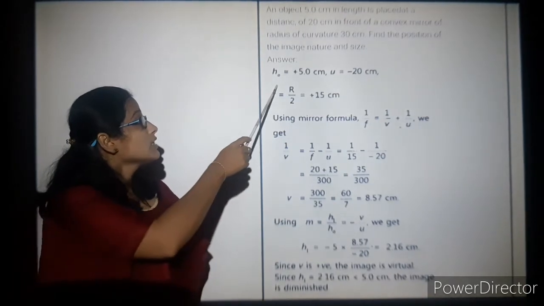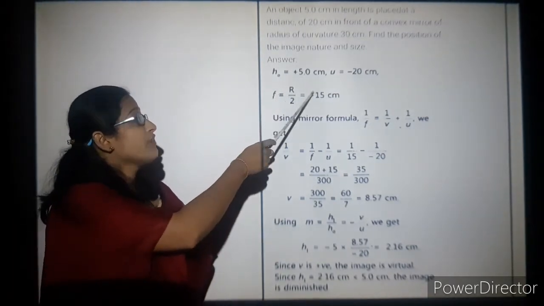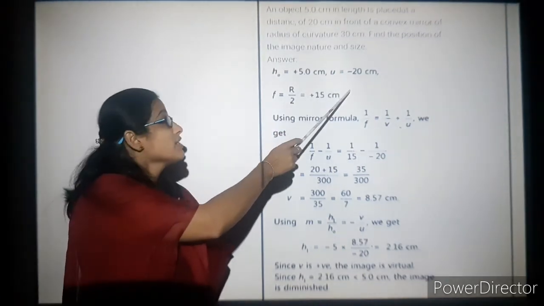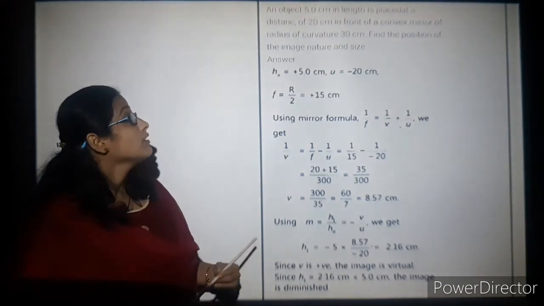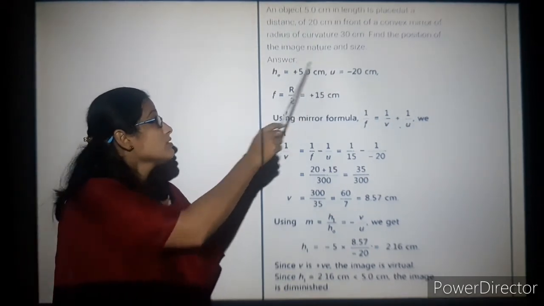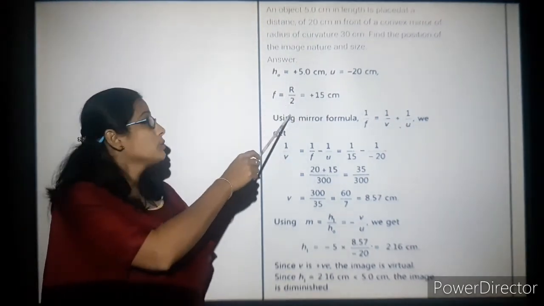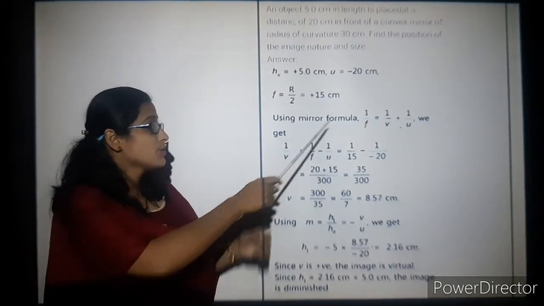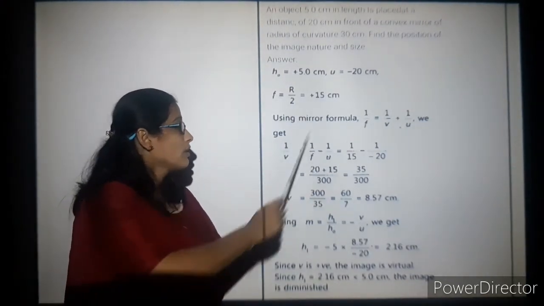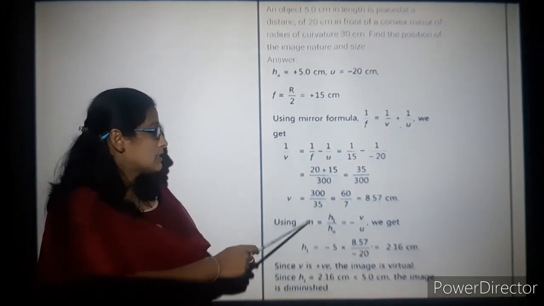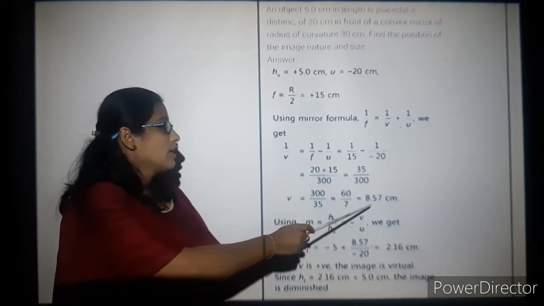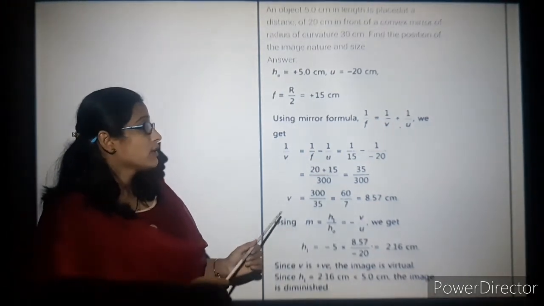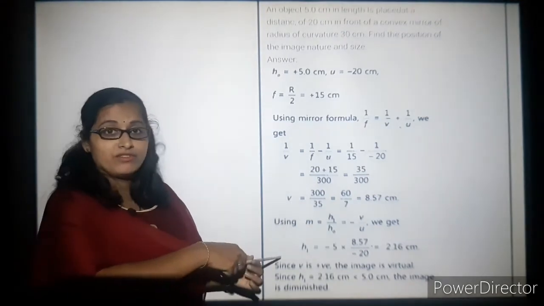So you can see that h naught is equal to 5 centimeters, that is height is 5 centimeters, u is minus 20 centimeters, and that is object distance. So focal length is r by 2, that is 15 centimeters. So you can substitute these values in the formula now. So you will be getting v is equal to 8.57 centimeters.